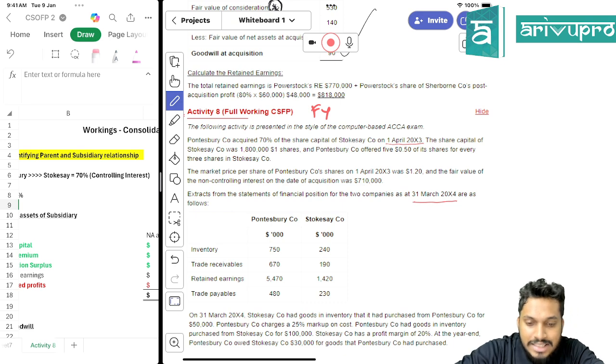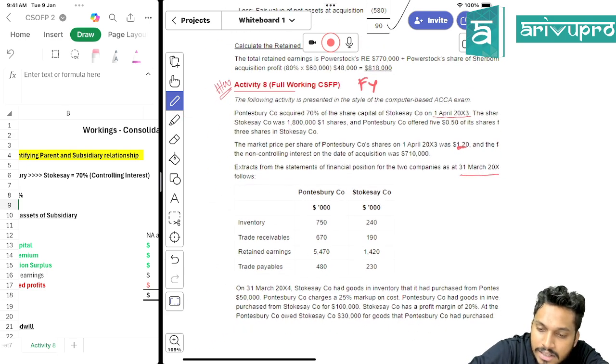Ponsbury Company acquired 70% of the share capital of Stokesay Company on 1st of April 2013. The share capital of S Company is 1.8 million and P Company offered 50 cents of its shares for every 3 shares in S. The market price of P's company shares is $1.2 and the fair value of non-controlling interest at the date of acquisition is 710,000.